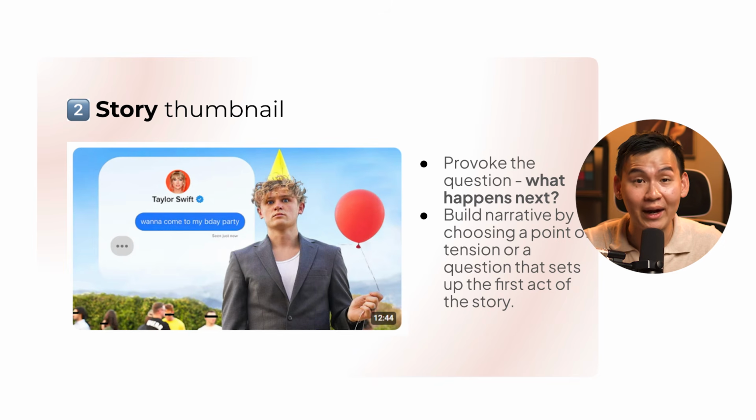And number 2 is the story thumbnail, right? It provokes the question of what happens next, and it builds narrative by choosing a point of tension or a question that sets up the first act of the story. So this is a Ryan Trahan video, right? Taylor Swift wants to come to my birthday party, so it's something along the lines of inviting Ryan to a birthday party, something to do with celebrities, and it's a story thumbnail, right? It's like, hey, what's going to happen next? Which is exactly what this thumbnail provokes. So that is a story thumbnail.